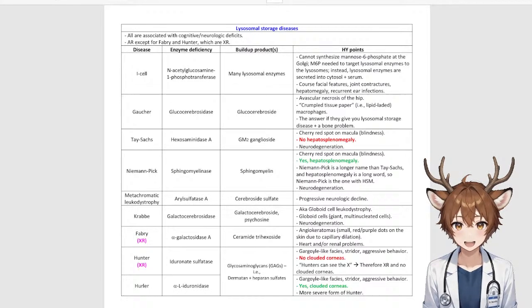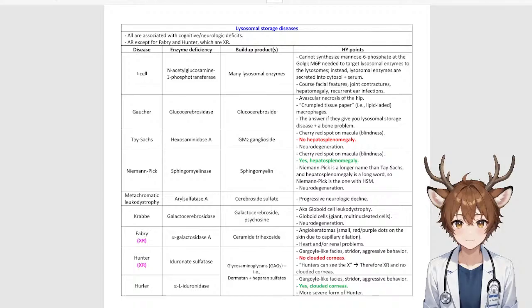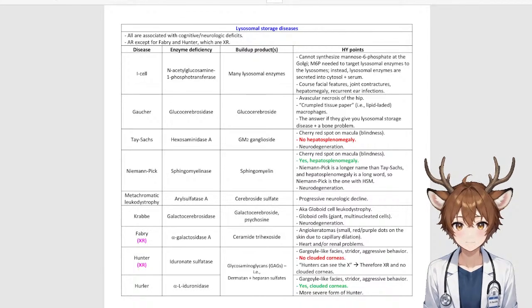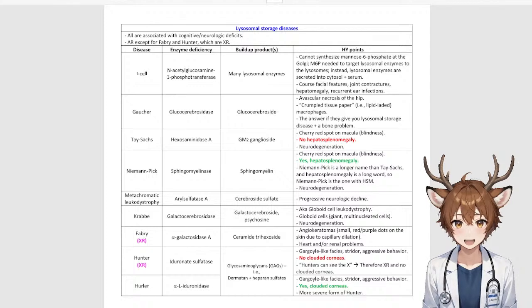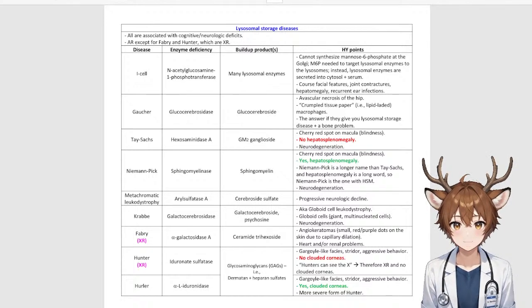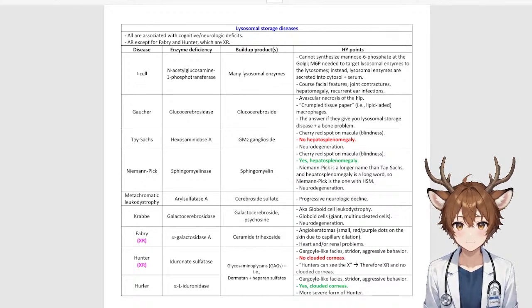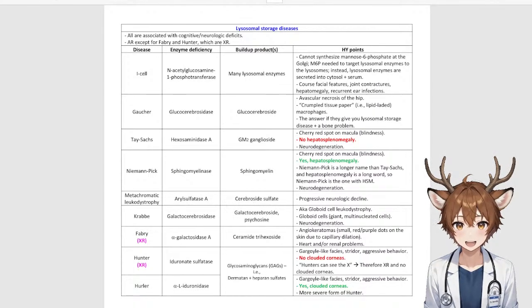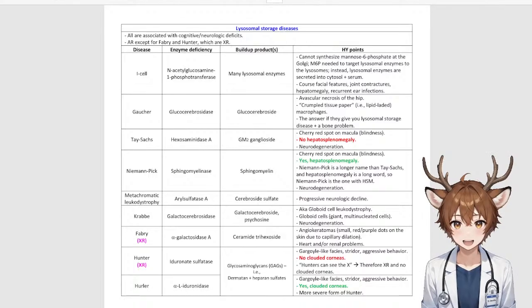Fabry's disease, X-linked recessive, I believe is what they mean, has an alpha-galactosidase A deficiency, causing a buildup of ceramide trihexoside. Now, you will have angiokeratoma, small red-purple dots on the skin due to capillary dilation, and heart and or renal problems for Fabry's disease.